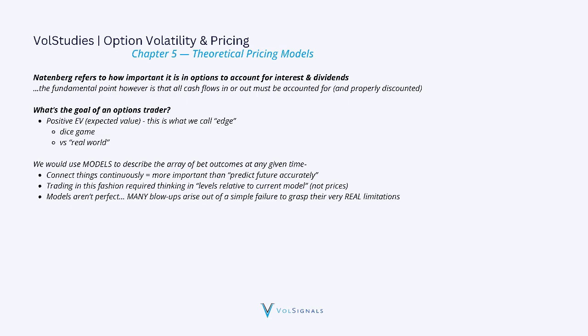To do this properly, we use models to describe all of the outcomes at any given state, and it's important for us more so to connect these together. It's more important to do that than it is to be correct about the terminal outcome. We don't care so much about what that future volatility turns out to be. We care more about, do we have everything priced correctly, together, and continuously now? In doing so, that allows us to trade one option versus another in a way that's continuous and free from arbitrage.